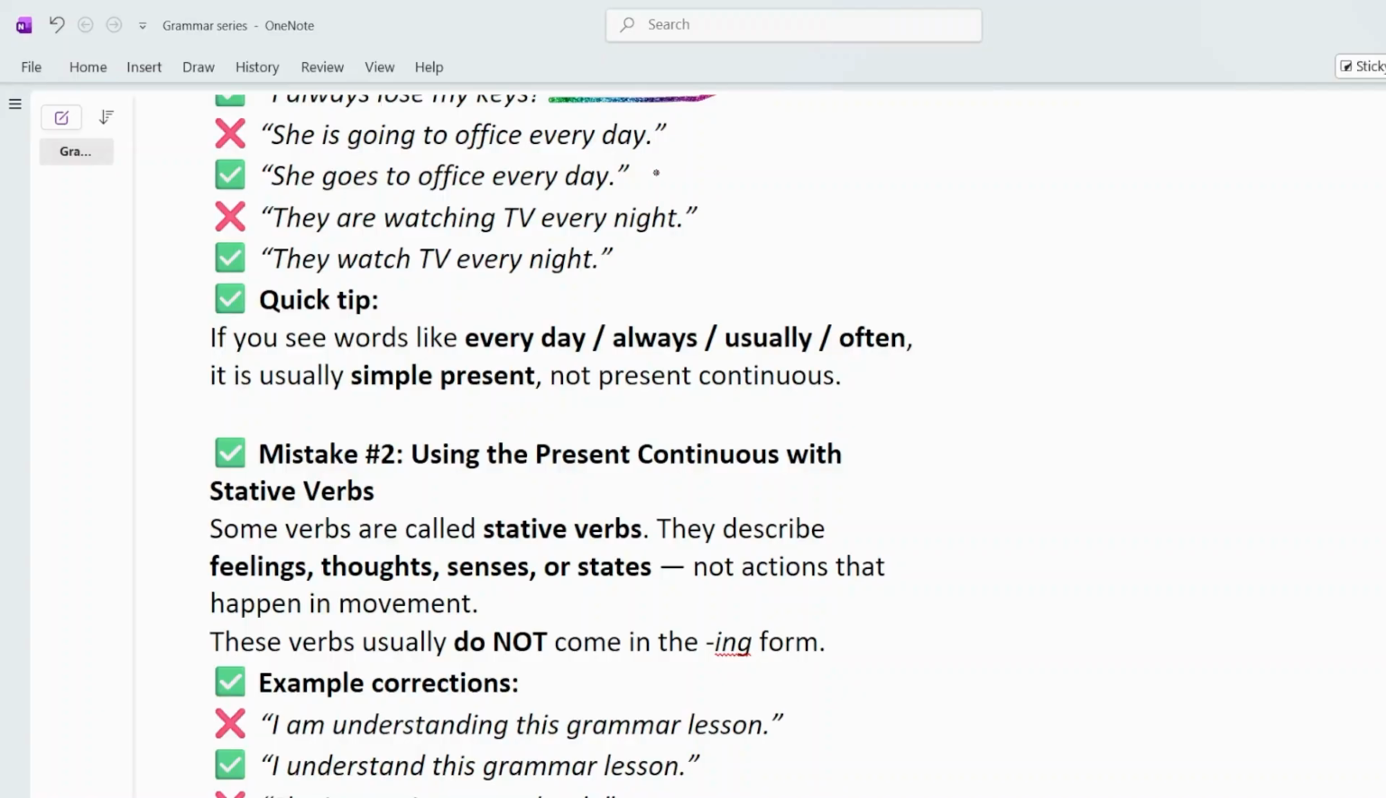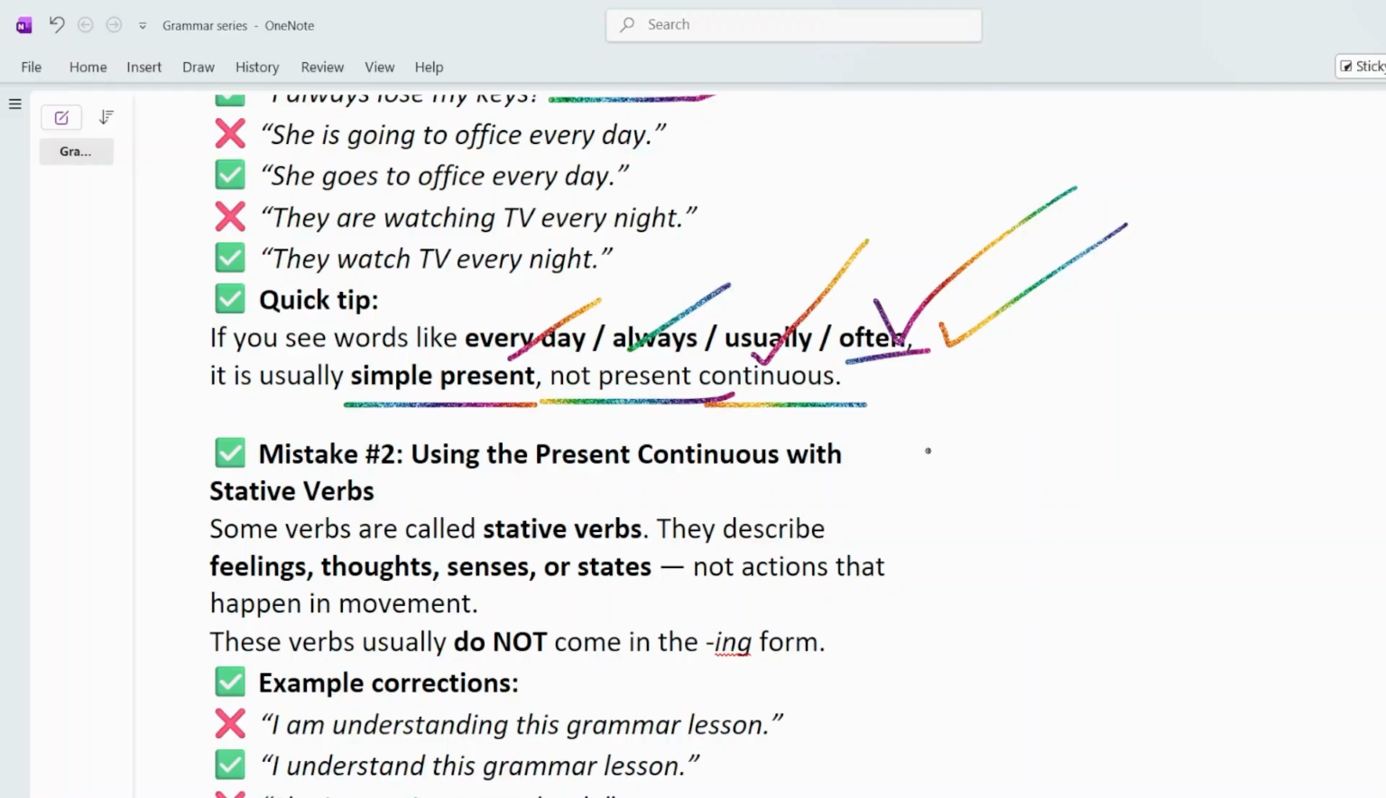All right, a quick tip, guys. If you see words like every day, always, usually, or often, often in the sense of repeated actions, it is usually simple present and not present continuous. Keep that in mind. I hope I'm clear here, guys.